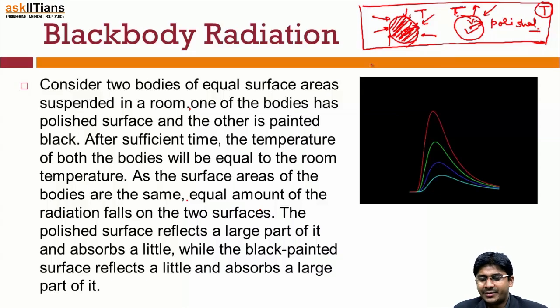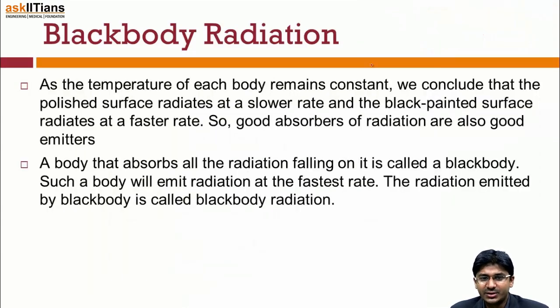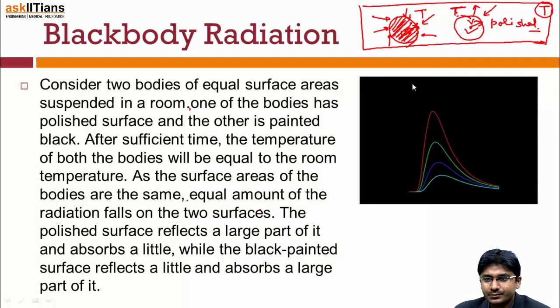So, now under this background, we will define what is blackbody radiation. As the temperature of each body remains constant, we have said that both attain the temperature of the room. So, now both have the same temperature. We conclude that the polished surface radiates at a slower rate and the black painted surface radiates at a faster rate. How? We talked here that since this is a black body, it will absorb more. Now, since it is absorbing more, but it is at the same temperature T all the time.